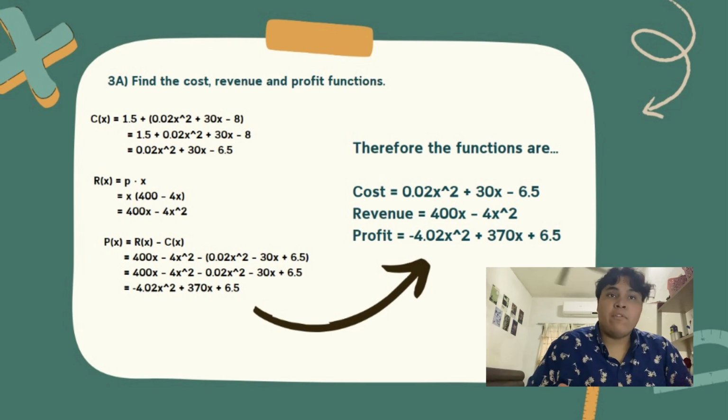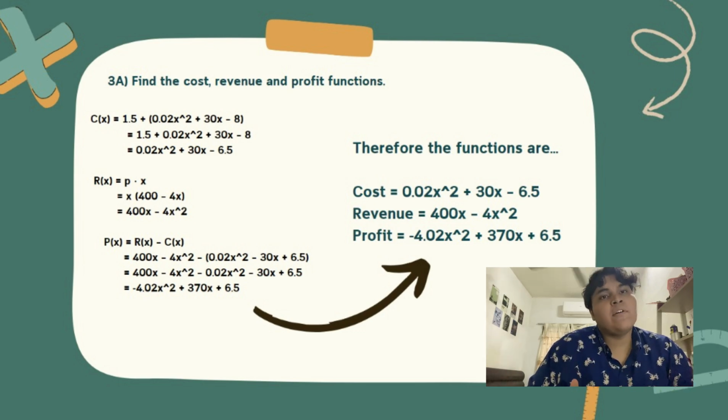Now we go to the revenue function. So for the revenue function, we have to take the price function times x. So x times 400 minus 4x, you get the revenue function of 400x minus 4x^2. Lastly, now we have to go to the profit function. So in order to find the profit function, we take the revenue function minus the cost function itself.